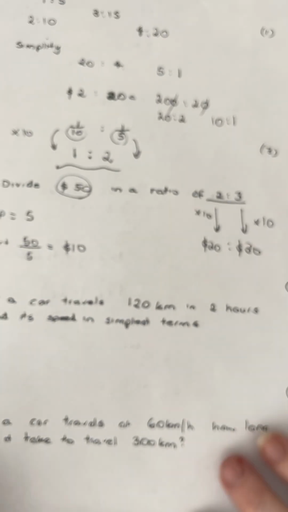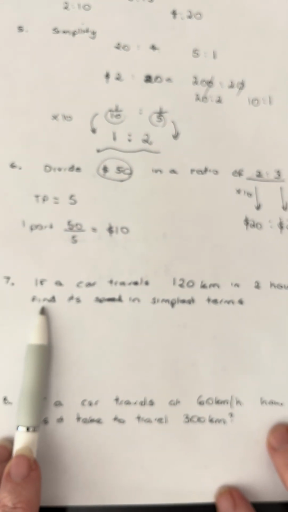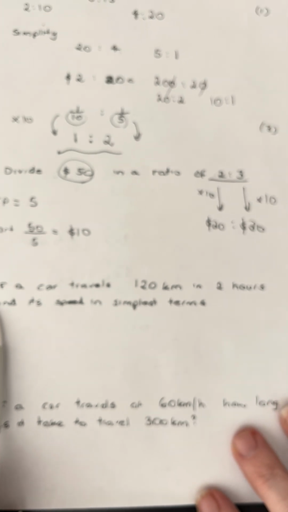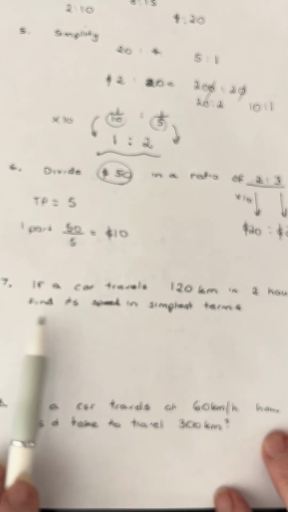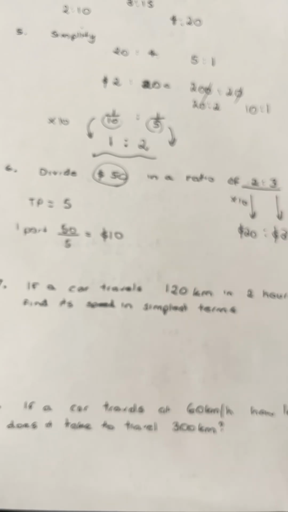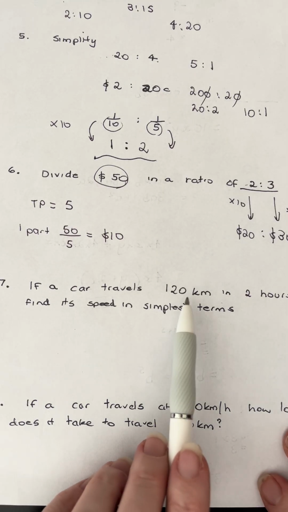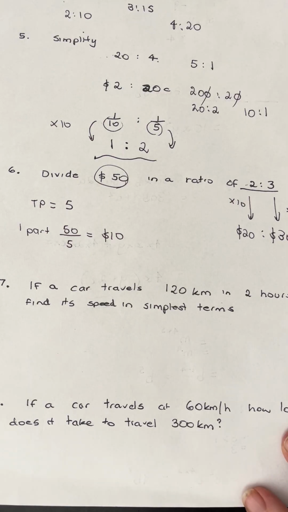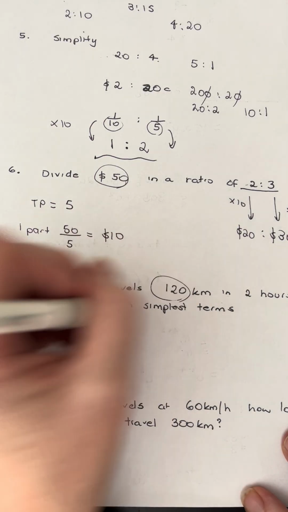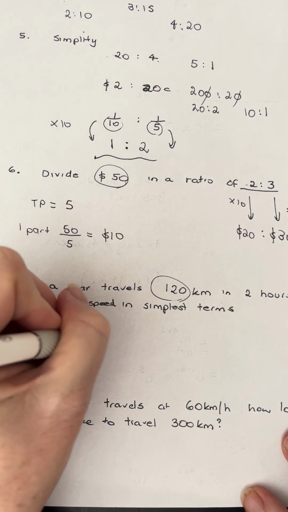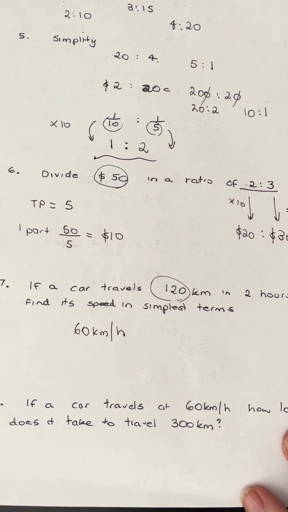Then we've got here, if a car travels 120 kilometres in 2 hours, find its speed in simplest terms. So we've got 120 kilometres in 2 hours. We want to know for 1 hour. So if we divide the 120 by 2, we will get 60 kilometres per hour.